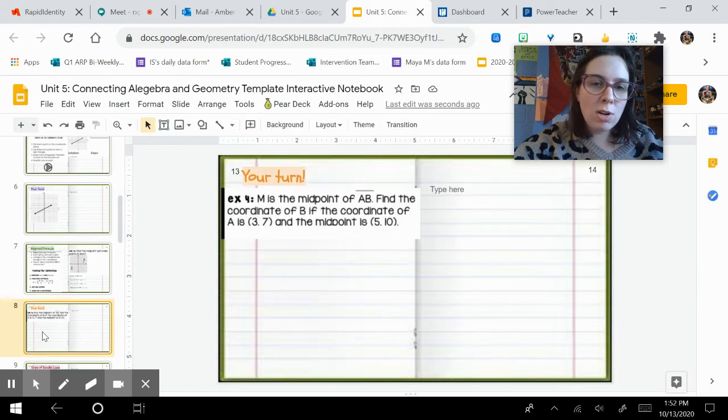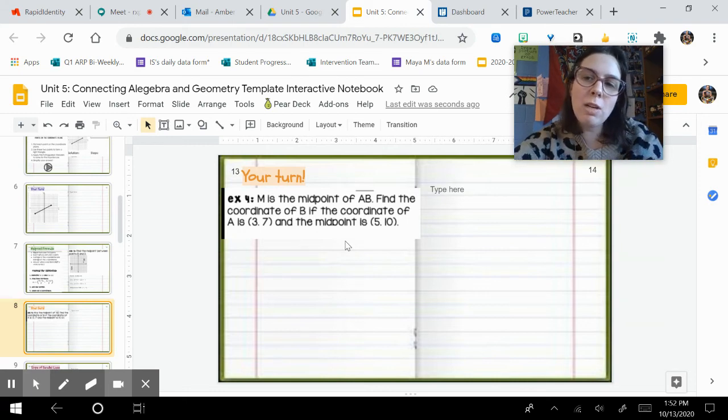And so your turn, I want you to find this one. M is the midpoint of AB. Find the coordinate of B if the coordinate of A is 3, 7, and the midpoint is 5, 10. So this one you're going to have to work a little bit and think about how to find the missing value of B if you already know the midpoint. And this is actually done in the task that we do together, so you should have some reference for that as well.